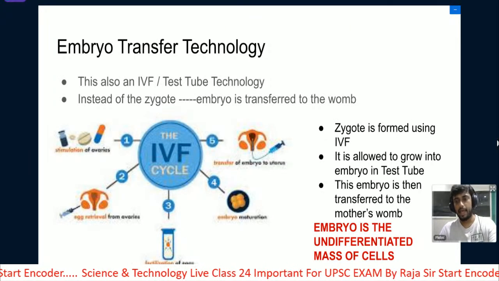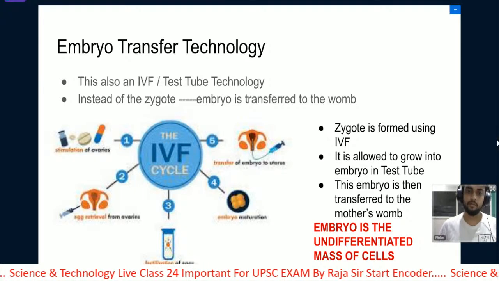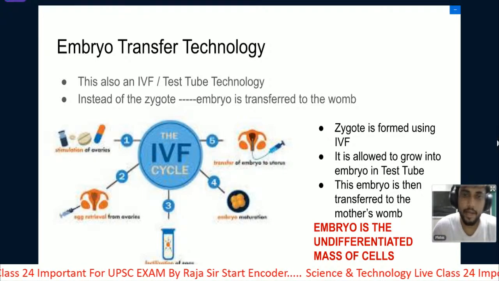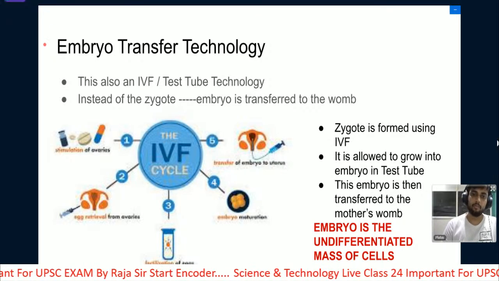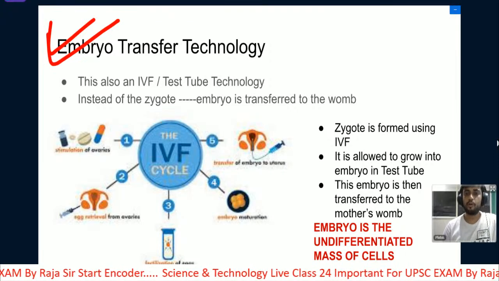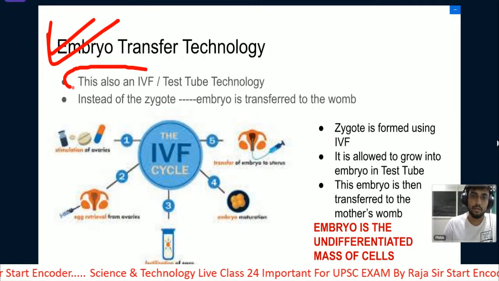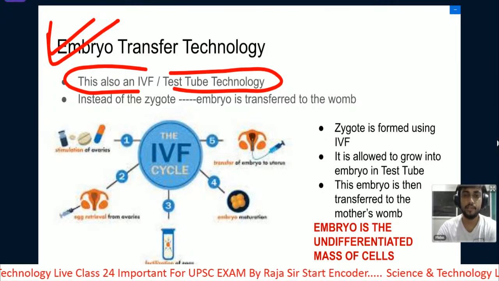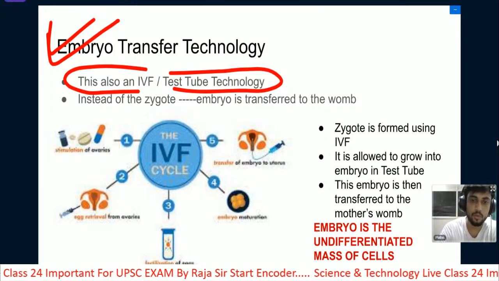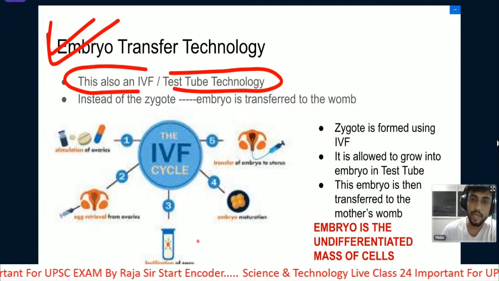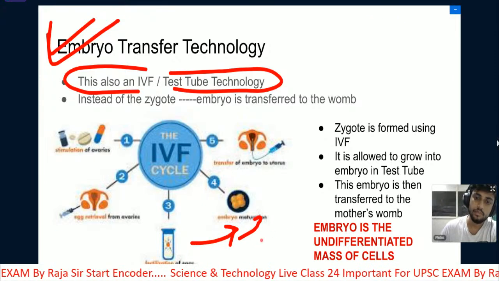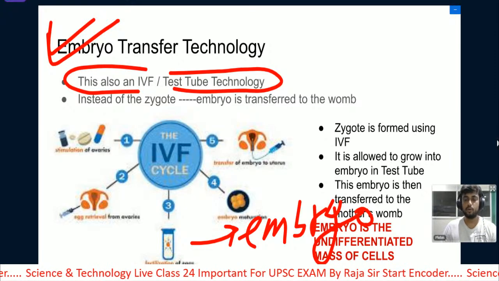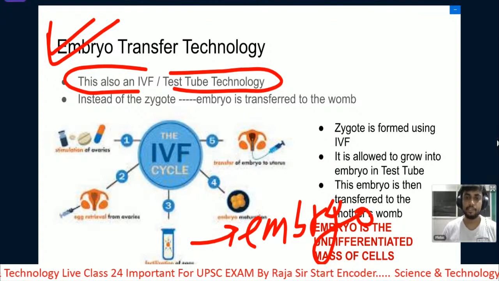Now there is this thing, embryo transfer technology. First we discussed what normal in vitro fertilization is, and now we are saying there is another, embryo transfer technology. This embryo transfer technology is also an example of in vitro fertilization, or test tube technology. The only difference is that in embryo transfer technology, we allow the zygote to grow into an embryo inside the test tube.